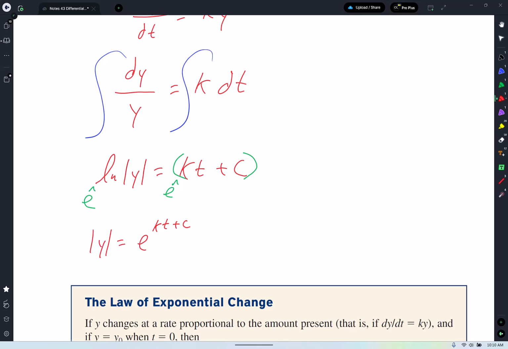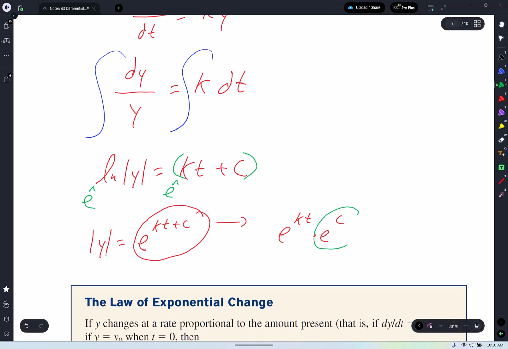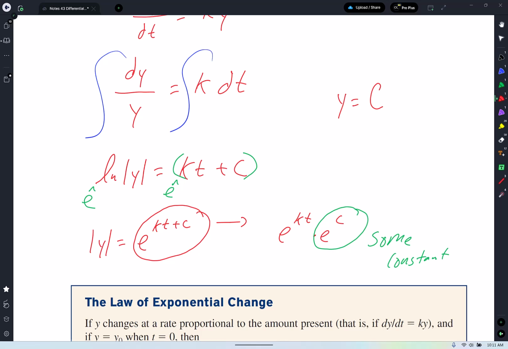Look how beautiful this is. I think this is just one of the most beautiful equations. Your law of exponents right here: that is just e to the kt times e to the c, where e to the c is just some constant. So I'm going to drop the absolute values, and I'm going to let the situation tell you whether the constant is positive or negative. So I'm going to write y equals some constant times e to the kt.